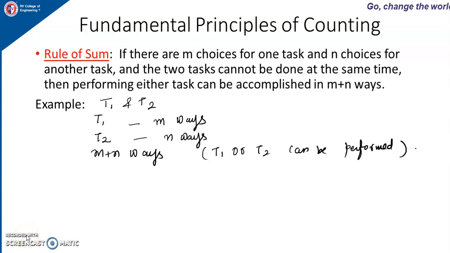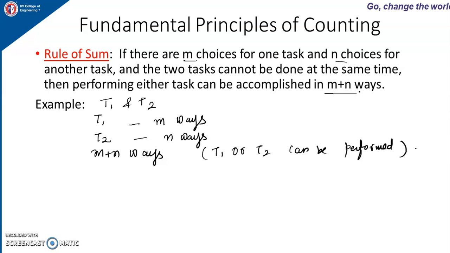In this video lecture, I will be explaining one of the fundamental principles of counting, the rule of sum. In many situations of computational work, we employ two basic rules of counting called the rule of sum and the product rule. So what is the rule of sum? If there are m choices for one task and n choices for another task, and the two tasks cannot be done at the same time, then performing either task can be accomplished in m plus n ways.